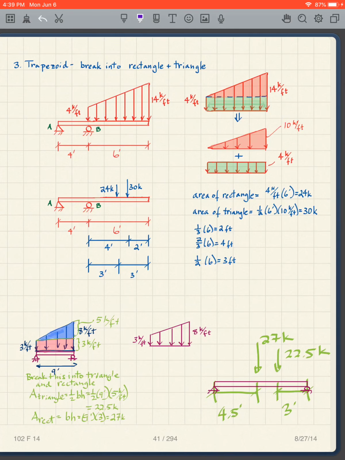So I simply get my area of my rectangle, area of my triangle. The rectangle is base times height. The base is 6, so it's just simply going to be 4 times 6. And the other one is 1/2 the base times the height. Again, the base is 6, so 1/2 of 6. In this case, the height is 10 kips per foot. We end up with 30 kips.